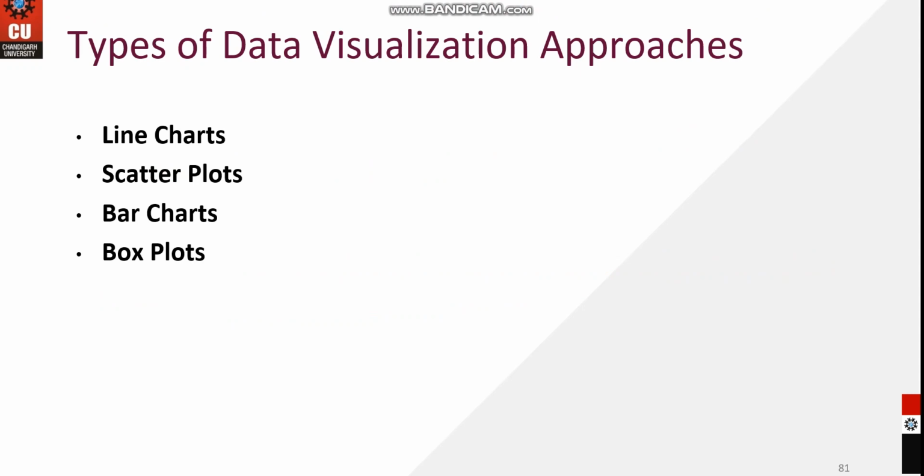So now let's discuss the various types of data visualization approaches. The very first and the basic one is the line chart. In a line chart, each data point is represented by a point on the graph itself, and these points are connected by a line. So we may find various patterns in data using this. We may identify trends in the data across time series data.